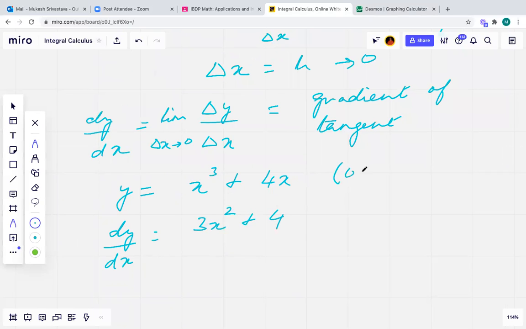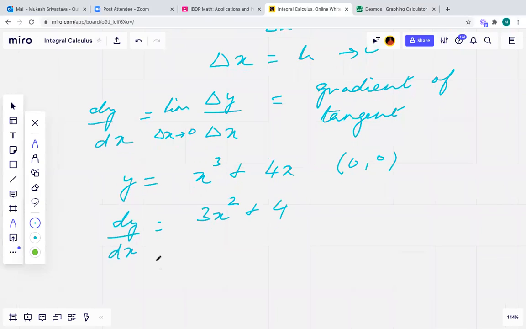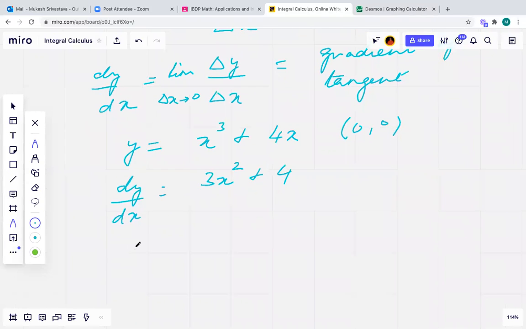So now, if I say dy by dx at x equal to 0, it is 3x square plus 4 at x equal to 0. So that will be only 4.